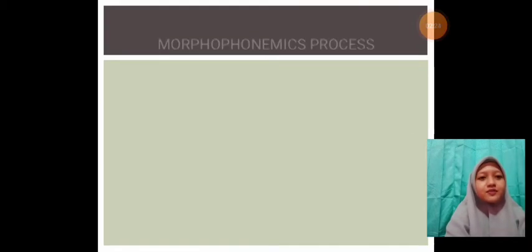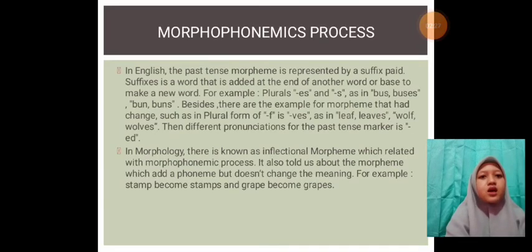Okay, next, the morphophonemic process. In English, the past tense morpheme is represented by a suffix added to the base. A suffix is added at the end of a base to make a new word. For example, plurals -s and -es, as in bus, buses, bun, buns. There are also examples of morphemes that change, such as the plural form of f to v, as in leaf, leaves, wolf, wolves. Then there is a different pronunciation for the past tense marker -ed.